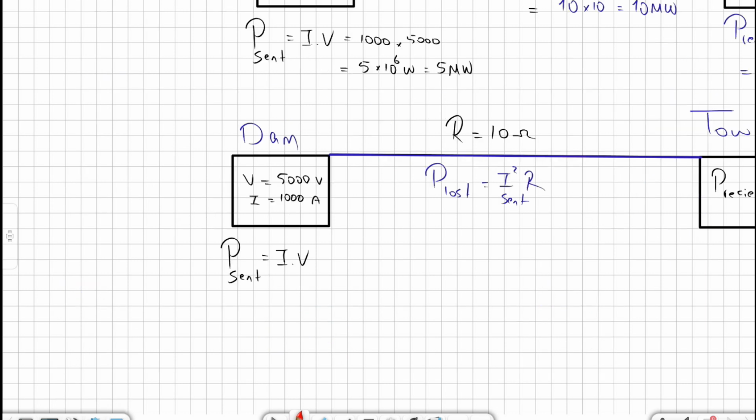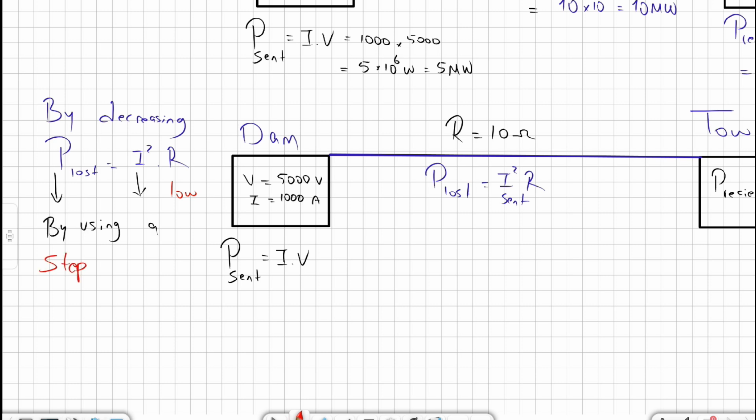So how can we solve this problem? We can solve this problem by decreasing the power loss, because that's what is preventing the town from getting any power. And power loss is equal to I square times R, but the resistance is already low, so we cannot do anything about it. We can only do something about the current. So we need to lower the current so that the power loss is also lowered. Because if we decrease the current by 10 times, the power loss will decrease by 100 times.